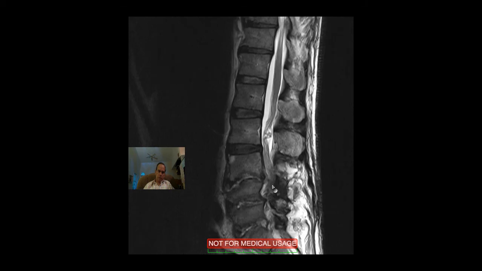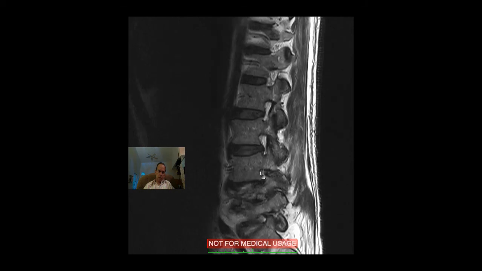Neuroforaminal narrowing. Severe neuroforaminal narrowing here and here. Mild to moderate neuroforaminal narrowing here, also with facet joint hypertrophy. Look at this happy little facet here, little or no hypertrophy. And then you look at these craggly old things here like this. That's blooming and expanding to compromise the neural foramen.